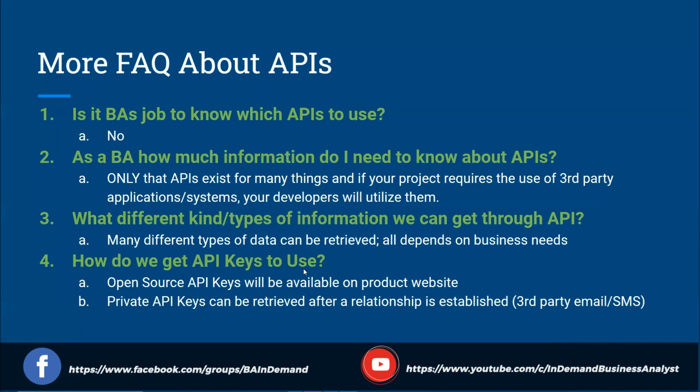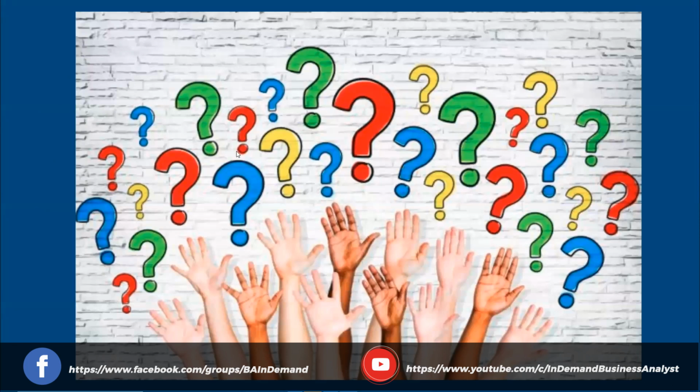And then how do I get those API keys to use? Open source API keys will be available on the product website. Private APIs can be retrieved after a relationship is established, which means it's a paid service. And once you guys pay for the service, those API keys will be available to you. Okay. What other questions do you guys have?